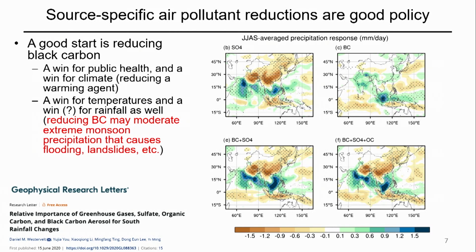So a good start with that would be reducing black carbon. Obviously a win for public health and a win for temperature, all right? You reduce black carbon, you're going to reduce extreme warming. It turns out that it also might be a win for extreme rainfall as well. As we all know, climate is a lot more than just temperatures. Things like extreme weather, extreme storms, extreme precipitation, can cause flooding, landslides, all kinds of natural disasters.